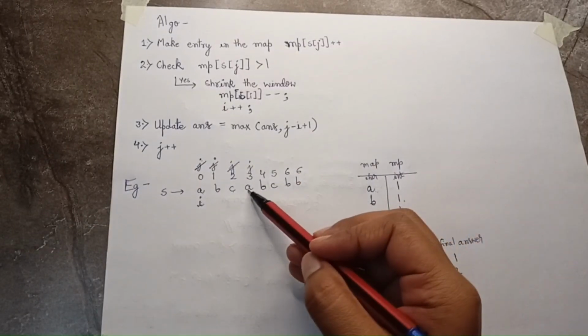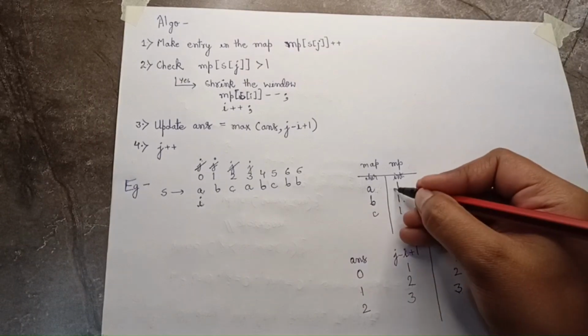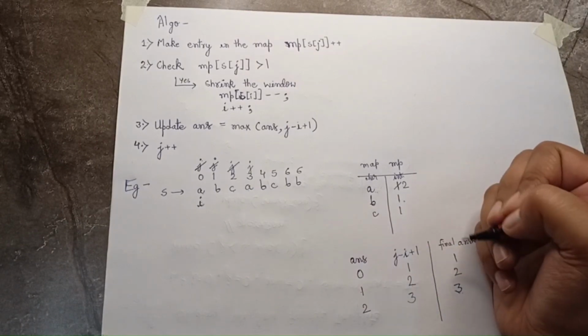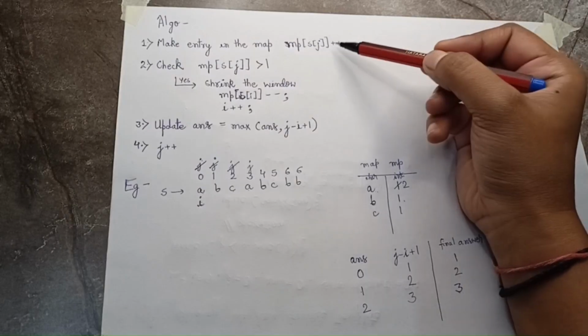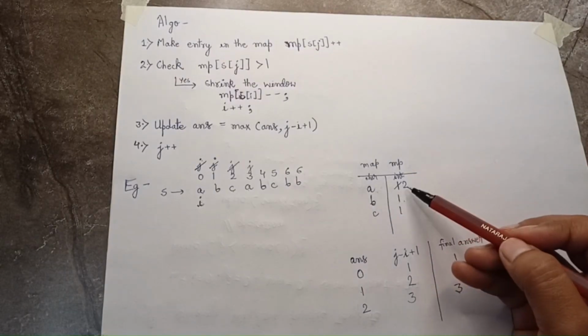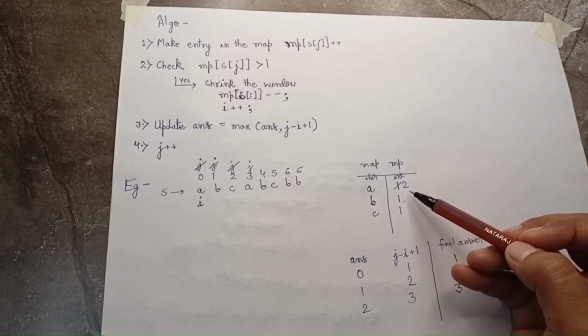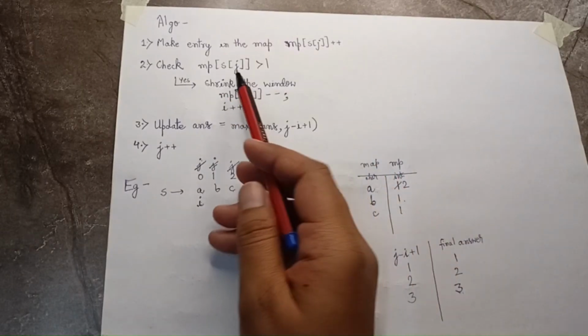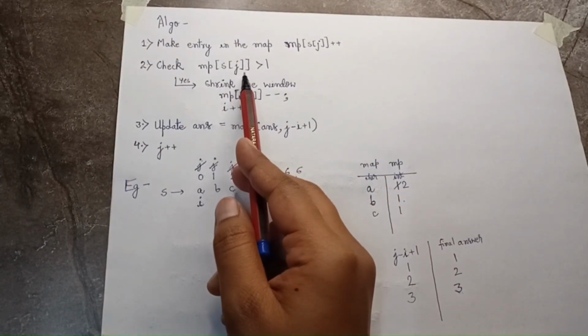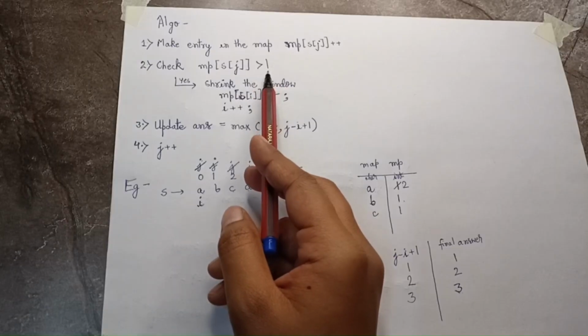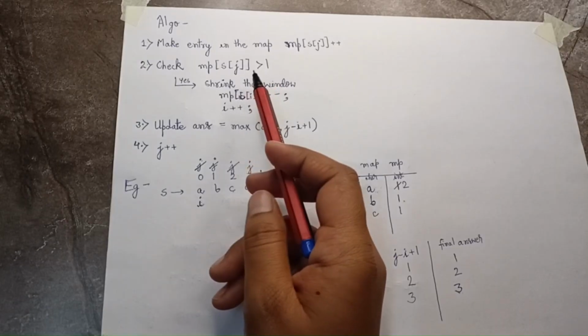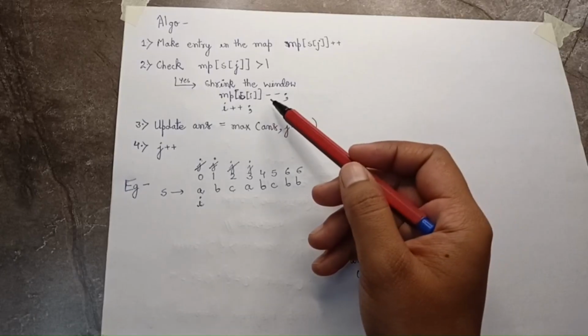So j points at a. Let's make an entry of it. So we will increase it as MP of S of j plus plus. So a is now 2 times. But hey, MP of S of j is 2. So that's greater than 1. We have repeating characters. Now we need to shrink the window.